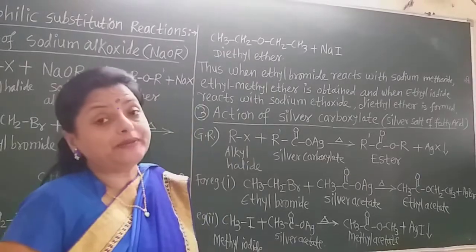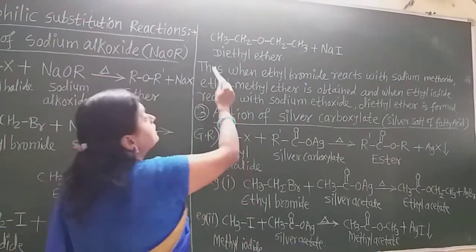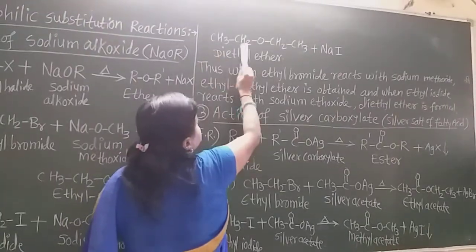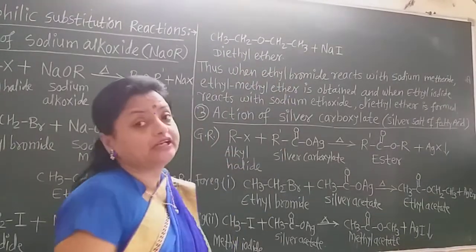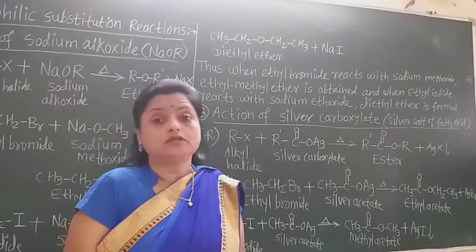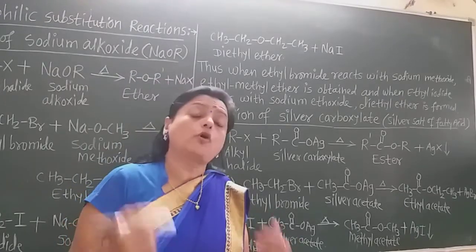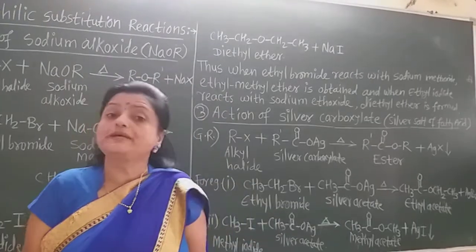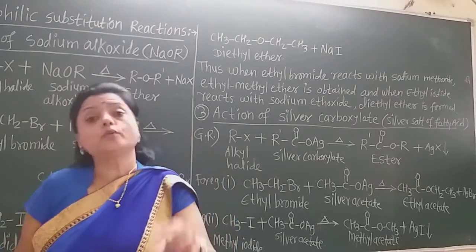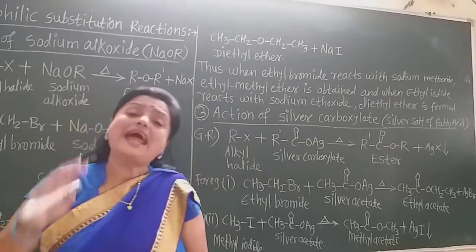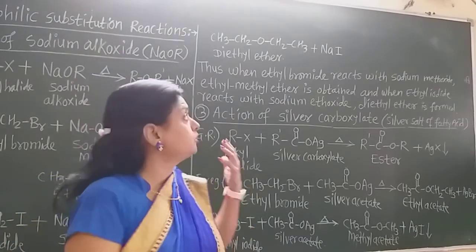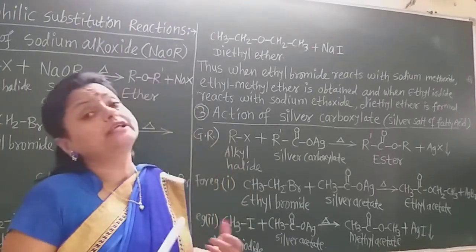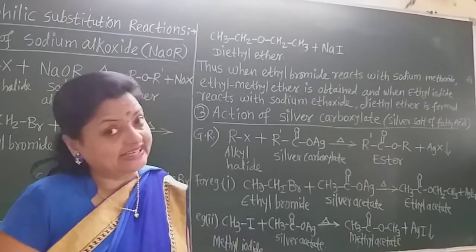The IUPAC name of this ether is ethoxy ethane, because both of the alkyl groups are similar. In the IUPAC nomenclature of ethers, we always take the smaller alkyl group as the alkoxy group and the larger alkyl group as the parent alkyl. But here both alkyl groups are similar, so the name is ethoxy ethane.